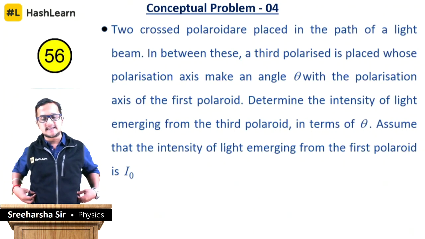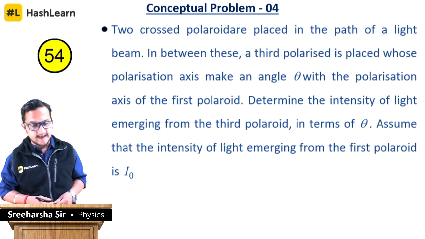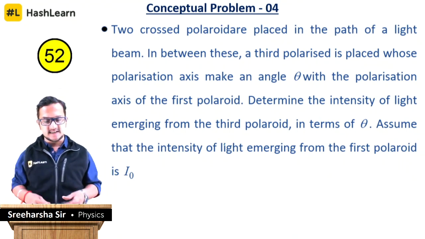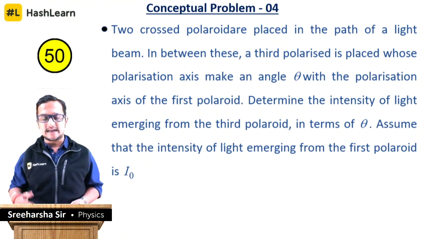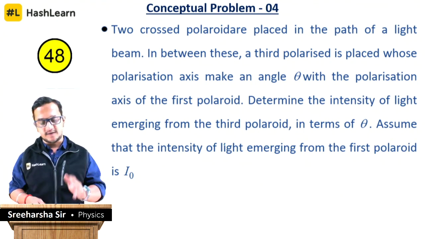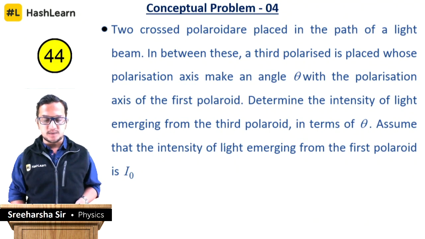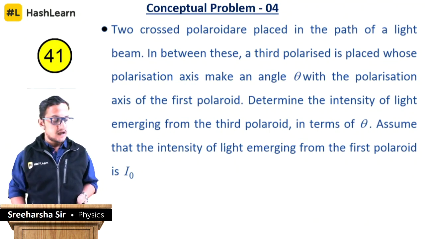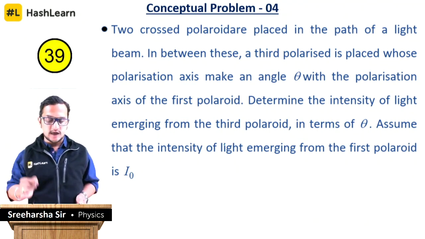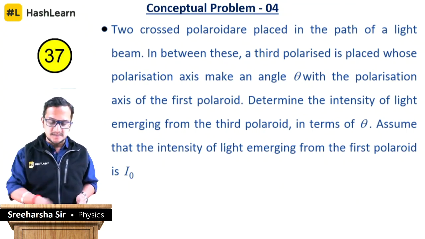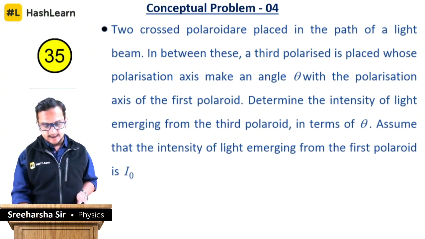Two crossed polarizers are placed in the path of a light. In between these, a third polarizer is placed, whose axis makes an angle theta with the polarization of the first polarizer. Determine the intensity of the light emerging from the third polarizer in terms of theta. Assume that the intensity of light emerging from the first polarizer is I naught.